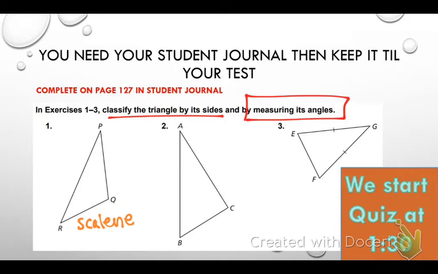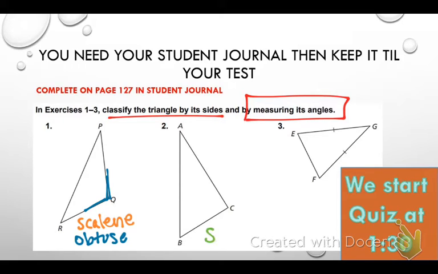Scalene, and then measuring its angles, we look at the biggest angle. What is the largest angle in number one? Q, and it looks obtuse. So scalene, obtuse. Do I care if you write obtuse scalene? No, I do not. Triangle.